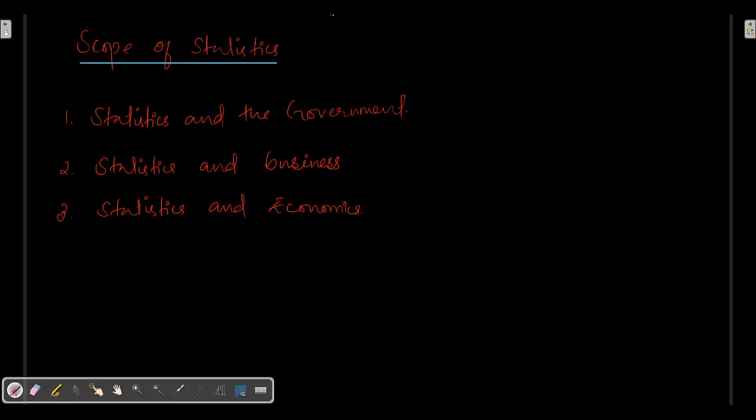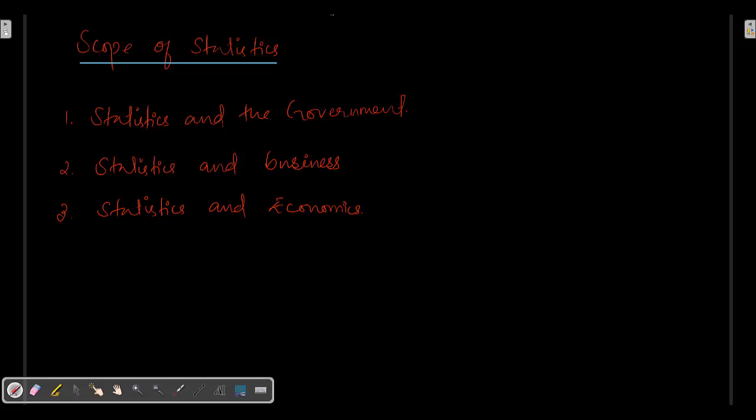So in the textbook, you see an examination of a few important fields where statistics is used. The three places where statistics is mostly used are government, business, and economics. Now, how does the government use statistics, or how do business or economics use statistics? We will go ahead and learn one by one.